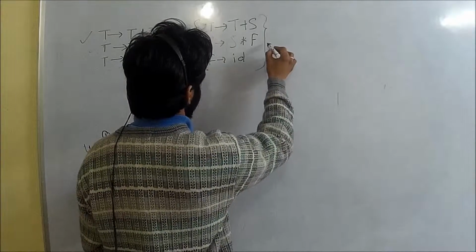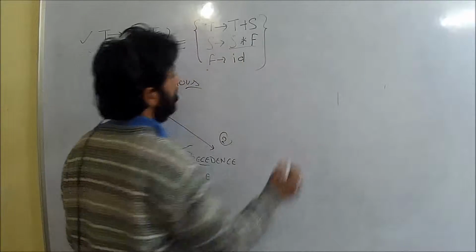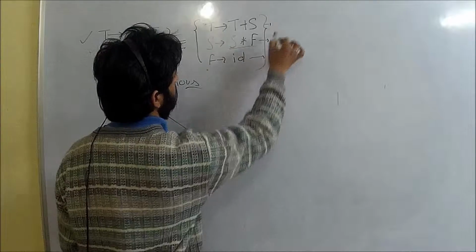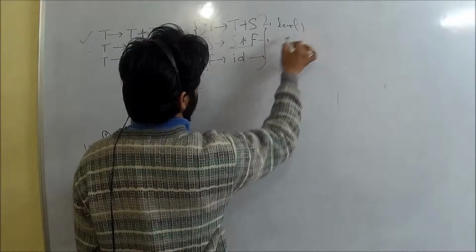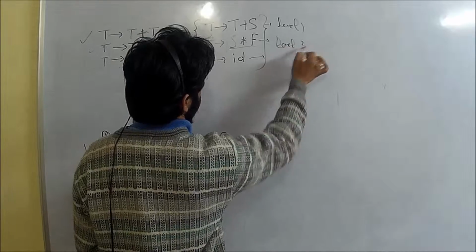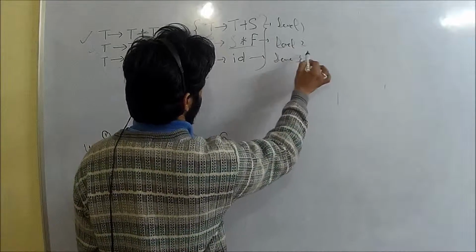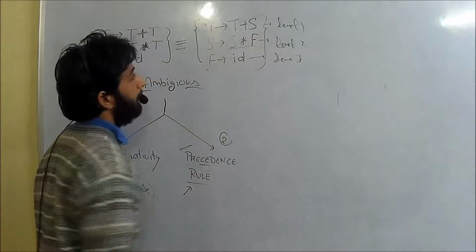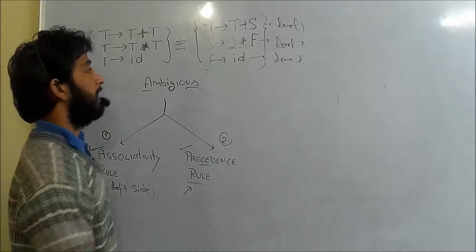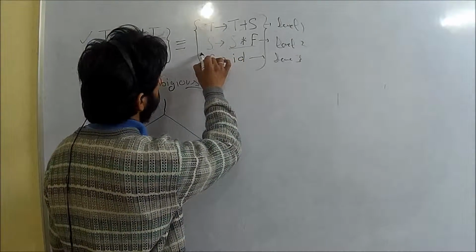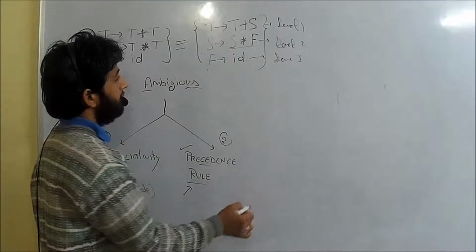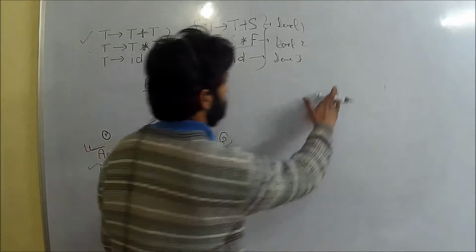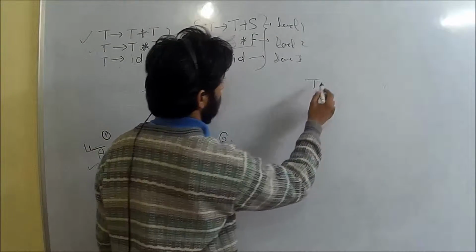Okay. So here star has the high priority, so I am adding star at level 1, level 2 and level 3. The operator with least precedence, which is plus, I am adding to the first production, the start production, and the star, which has higher precedence than plus, I will add after plus. Okay. So the grammar I will get is this.